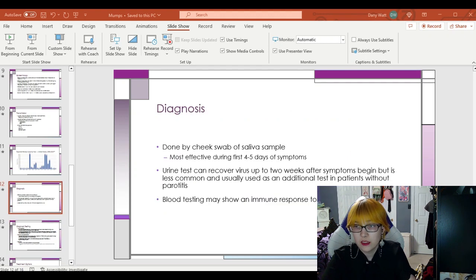Because it is a saliva-based virus and a saliva-based transmission, diagnosis is typically done by a cheek swab. That's most effective during the first 4 to 5 days of seeing symptoms. A urine test can also recover the virus up to 2 weeks after symptoms begin, but it's typically only used as an additional test. It's not the main way of diagnosing, and blood testing may show an immune response to the virus.